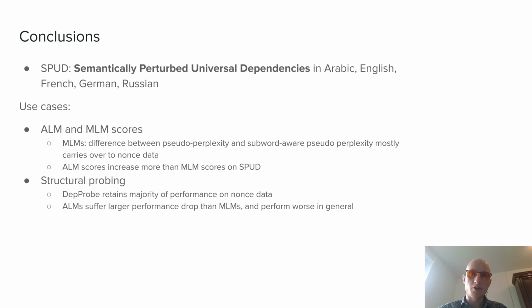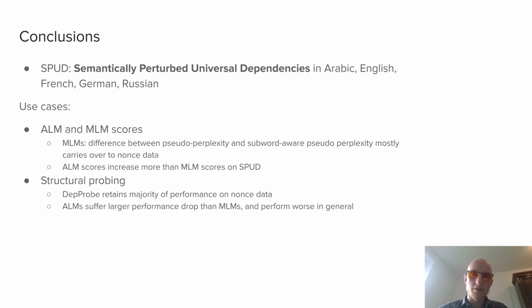First, we contribute to the question of how best to compute scores from masked models. In MLMs, while we find that the empirical difference between subword-aware and pseudo-perplexity mostly carries over to nonce data, we also see that autoregressive models are more affected by nonce data overall. The fundamentally different ways autoregressive and masked models access context impact their scores on nonce data.